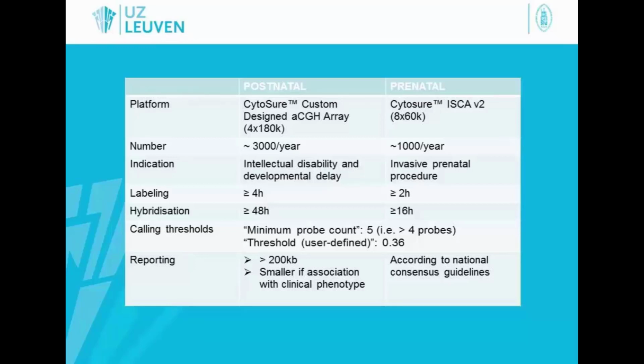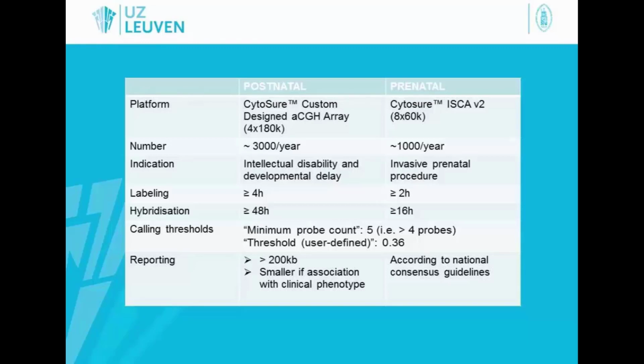According to indications, for postnatal samples the main indications are intellectual disability and developmental delay, and the prenatals are all invasive procedures. For the lab technical part, postnatally we perform a labeling of at least 4 hours and a hybridization of at least 48 hours, while prenatally we try to reduce these times as much as possible because these are urgent samples and we have a very short turnaround time. So we perform a labeling of 2 hours and a hybridization of 16 hours for these samples.